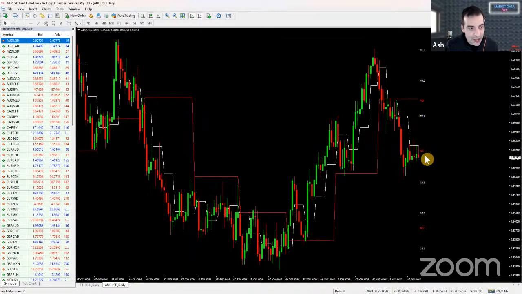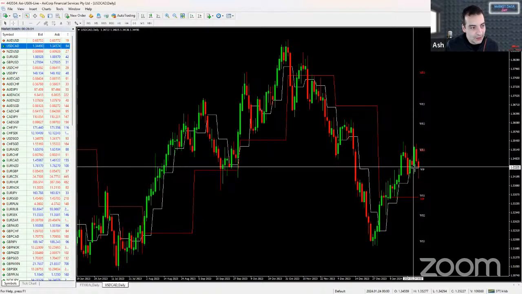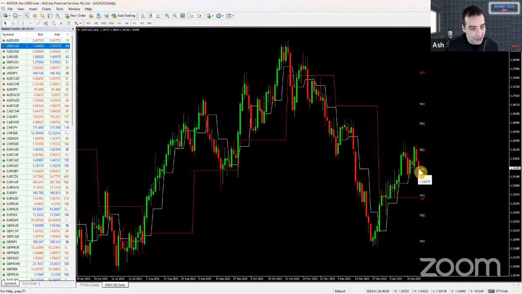So even though the Aussie is not necessarily a good short, because it's at the closer end to support, it's not a long. I wouldn't want to go long on the Aussie next week either. The dollar CAD is also looking like some upside.